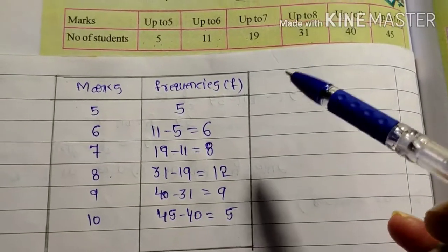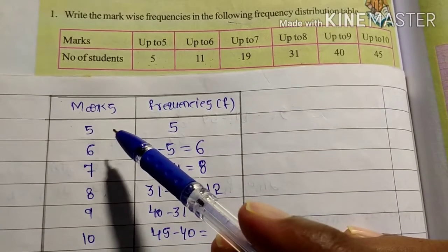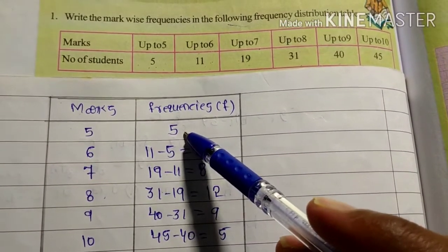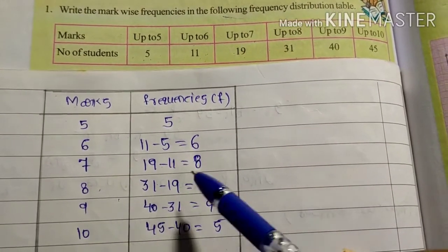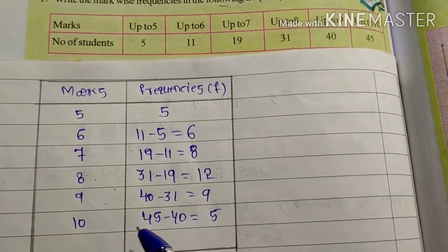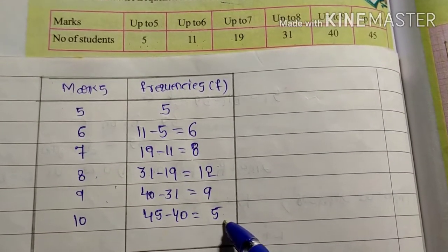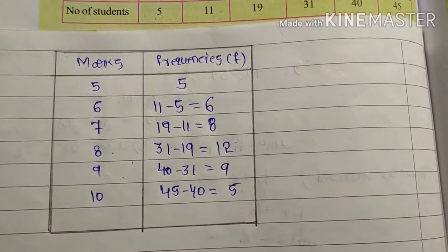That means this is the frequency distribution table. 5 marks, exactly 5 students. 6 marks, 6 students. 7 marks, 8 students. 8 marks, 12 students. 9 marks, exactly 9 students. 10 marks, 5 students only. This is our solution.